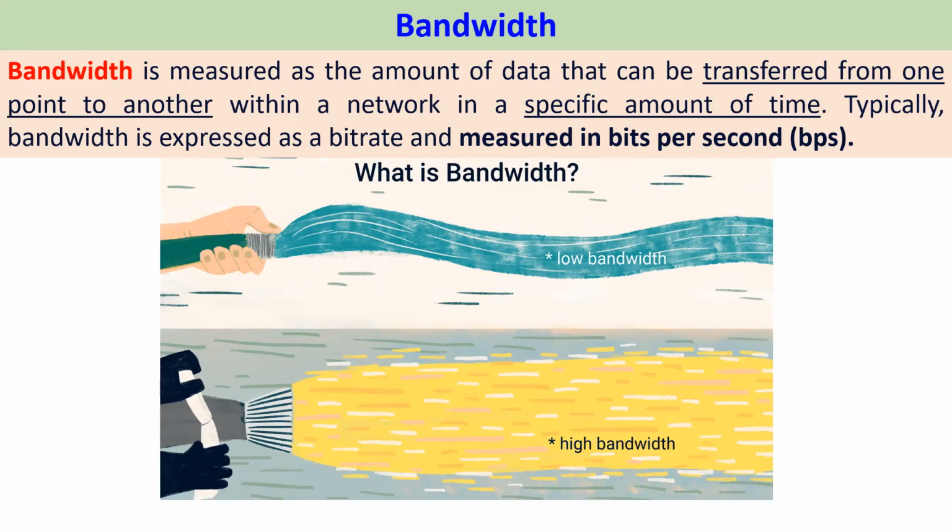Now they are using different measurements by expanding this bits per second. Now they are saying kilobits per second, gigabits per second. In that way, there are different measurements, but the base is bits per second. Therefore, that is called the standard. Standard measurement is bits per second.